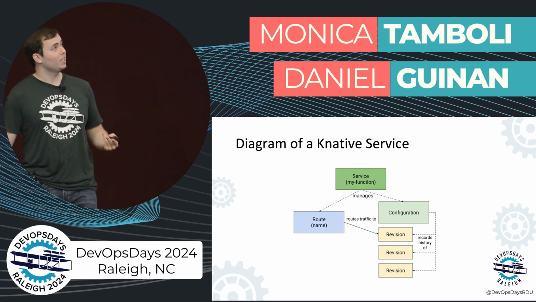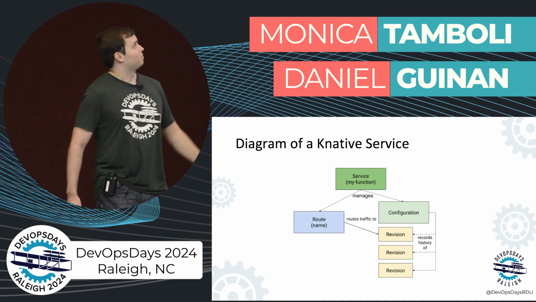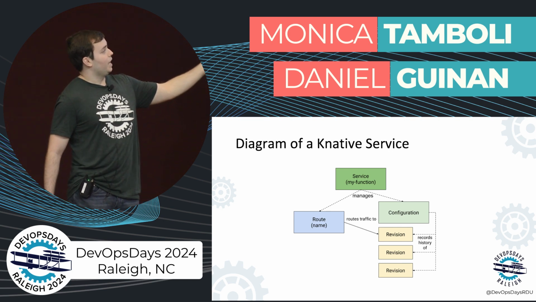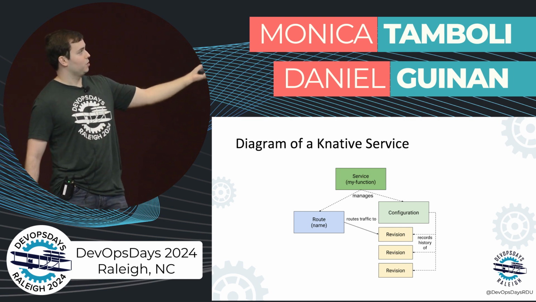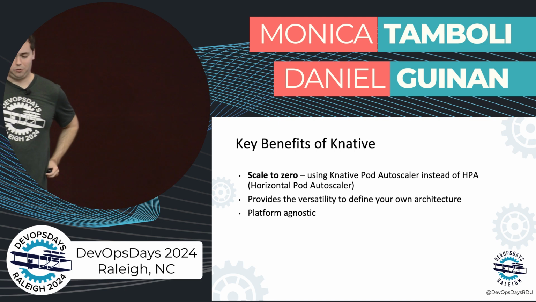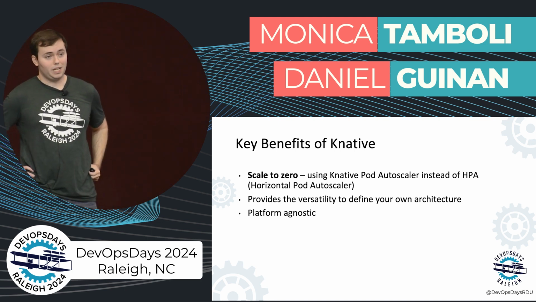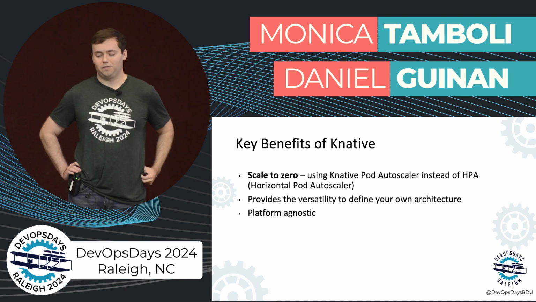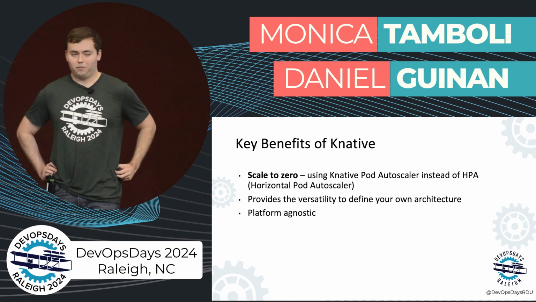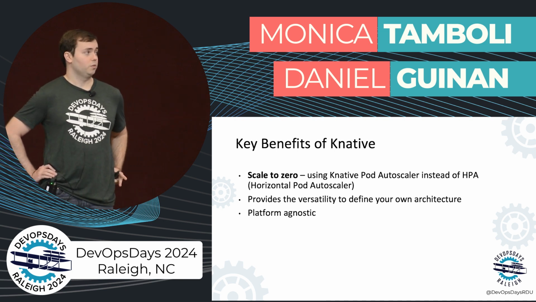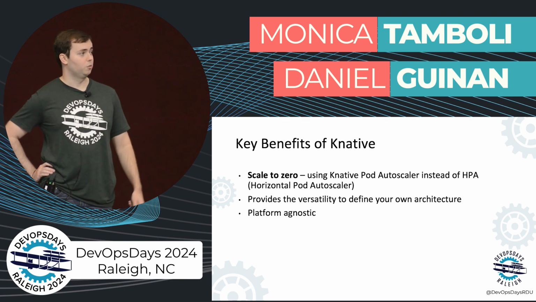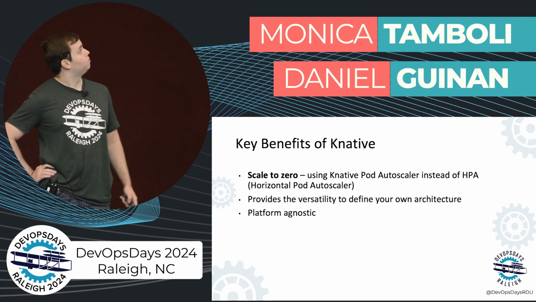Now, a Knative service is slightly different than the Kubernetes ones. You create your Knative service, which manages both the route as well as the configuration, and it creates revisions, which are essentially pods. Now, the key benefit is scale to 0. It's able to achieve this using its own Knative pod autoscaler instead of the default horizontal pod autoscaler in Kubernetes. You have versatility, like I said before, your cluster, your rules, you decide how it works, and it's platform agnostic. So if you move providers or go on-prem or whatever, you can take it with you.